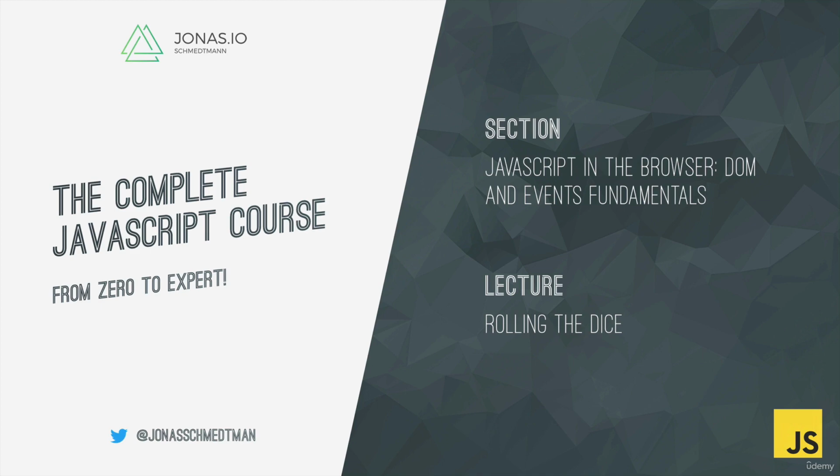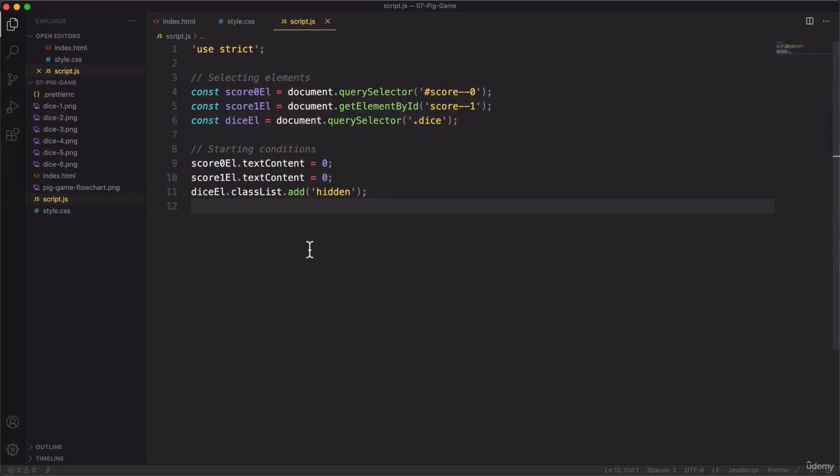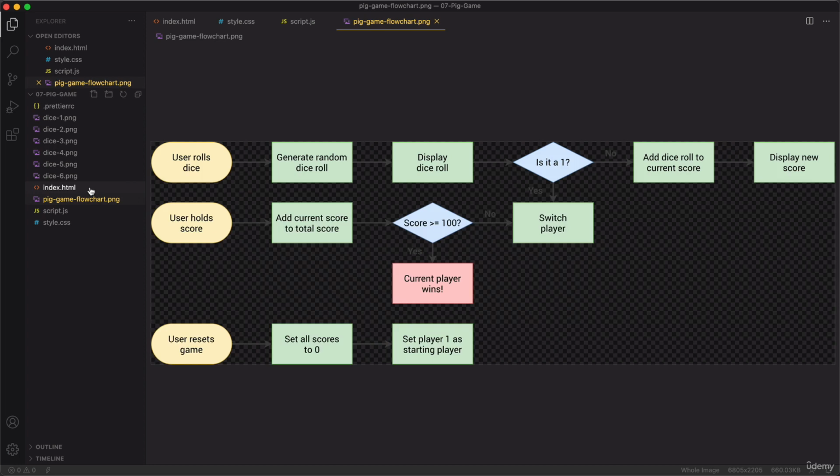In this video, we will actually start implementing our game's functionality. And we will start with the most important functionality, which is rolling the dice. And let's start with another look at our flowchart here. So that's why I included it in the starter files. So when the user rolls a dice, we want to first generate a random dice roll, then display it, and then check whether it is a 1 or not. And if it's not, we add that dice roll to the current score. And if it is a 1, we go to the next player.